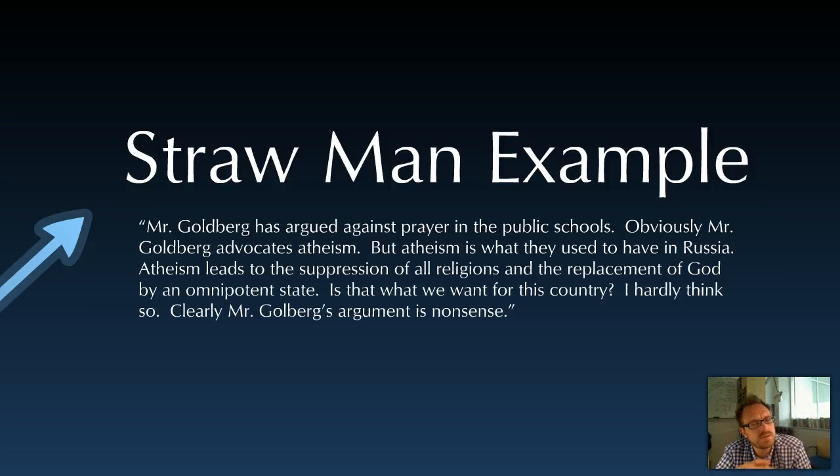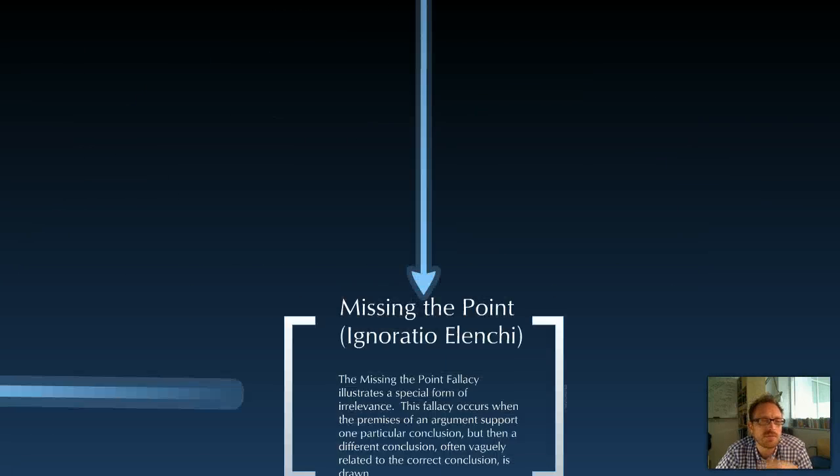Now, the straw man fallacy, I think, is actually committed quite a bit. But you can see here, why is this argument bad? It's bad because Mr. Goldberg probably doesn't think all of those things in terms of advocating atheism and building an omnipotent state and all this sort of business. He doesn't think that. But they're creating a false picture of what Mr. Goldberg's actual argument against public prayer in the schools is. Okay, so this is a straw man fallacy. And some of you may look at it and think, this kind of looks like an abusive ad hominem, but it's not abusive, right? It's just a false view, right? So it's a straw man fallacy.